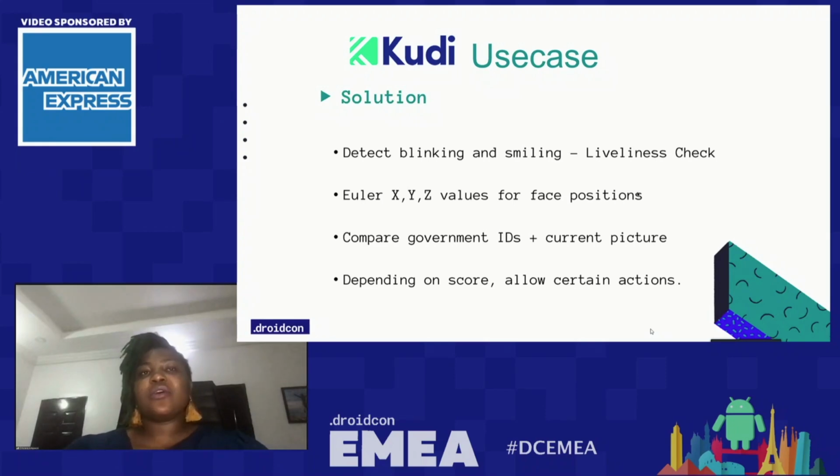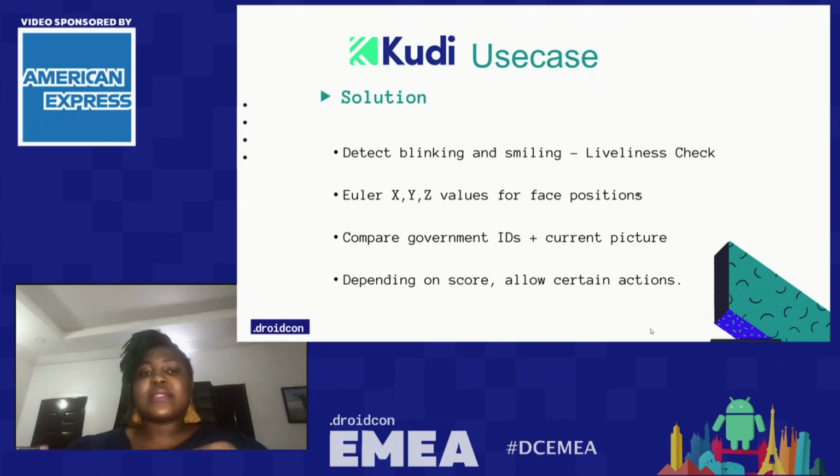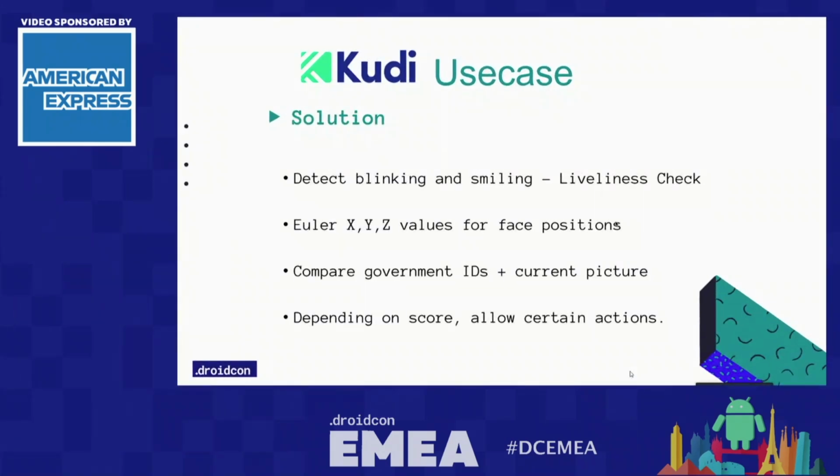I mean, there are still other use cases that we could use to detect liveness, but to keep it to the barest minimum, we just need you to blink twice, and then we also tell you to smile at that time. So it helps us know that okay, this is a real picture that's been taken at that time. And then we also use the Euler values to detect the orientation where the camera is facing and all that. So if we need it to face a particular direction, we let you know.